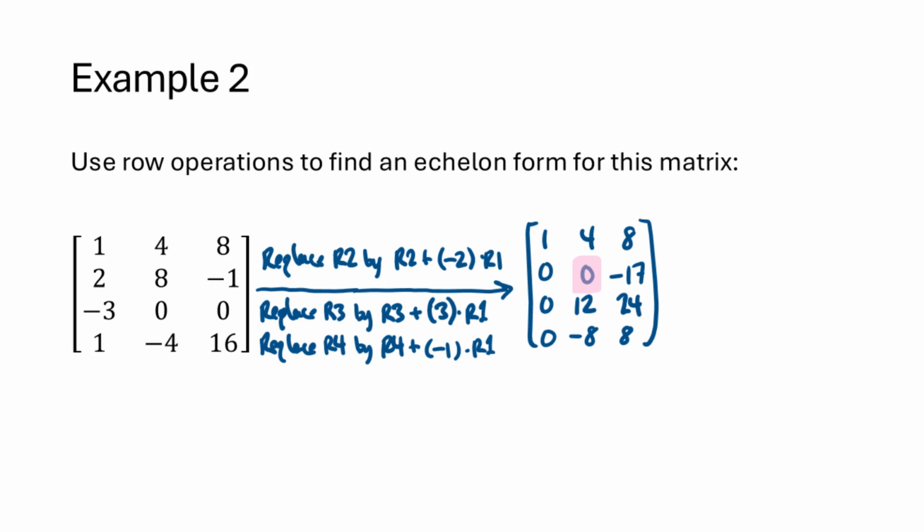Well, usually it's down and to the right. So if it's possible to get there to be a non-zero entry in that row 2, column 2 entry, then that's going to be where our next pivot is.